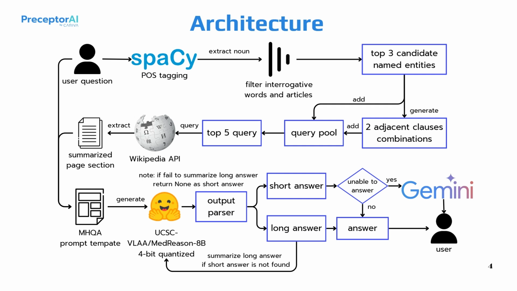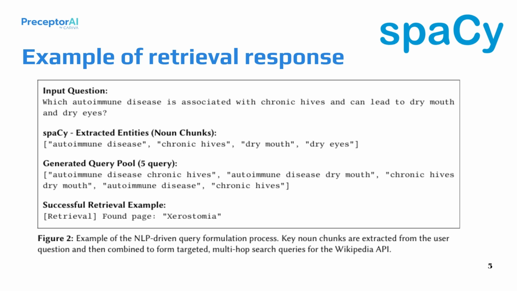But if the response is none, we will fall back to the Gemini 2.5 model in order to do the multi-hop question answering task. To clarify our query formulation method, here is an example. From the question, noun clauses are extracted, then concatenated, creating the query pool, and only the top 5 of the context received from the search engine are used.